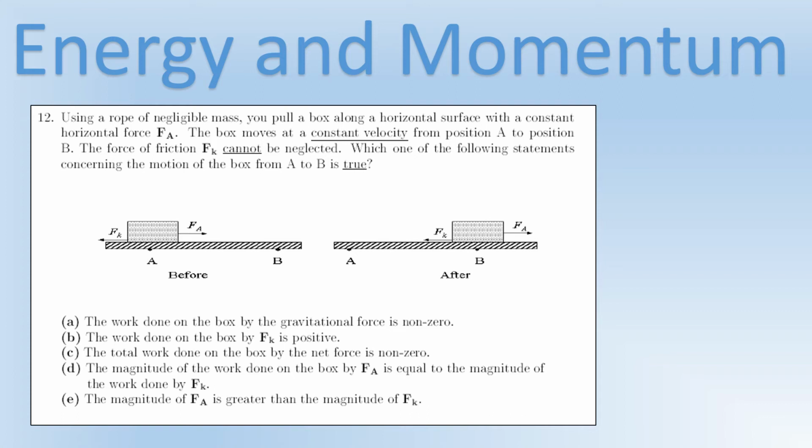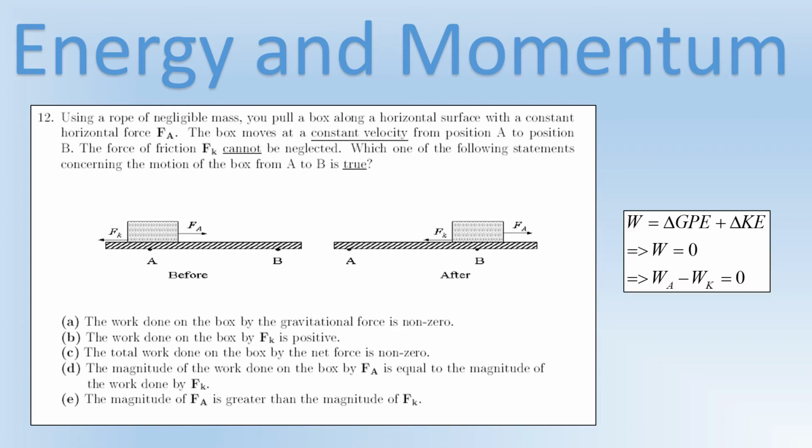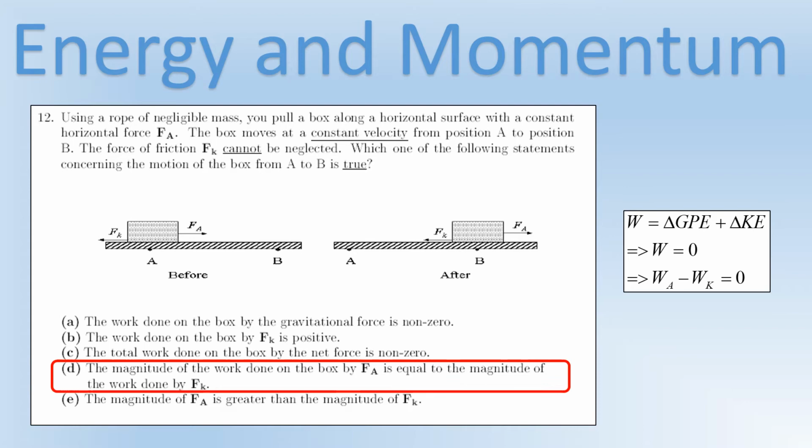All right, so we are going to be thinking about this in terms of conservation of energy. There's been no change in height because it's traveling horizontally, and there's been no change in speed, so there's no change in kinetic energy. So that means that the work done must be 0. And what that really means is the work done by Fa must be equal to the work done by Fk, because then we'll get a net work done of 0, which is what is described by option D.